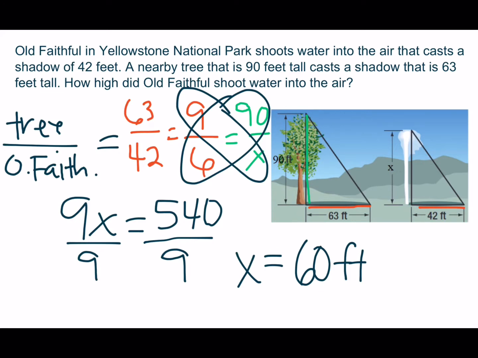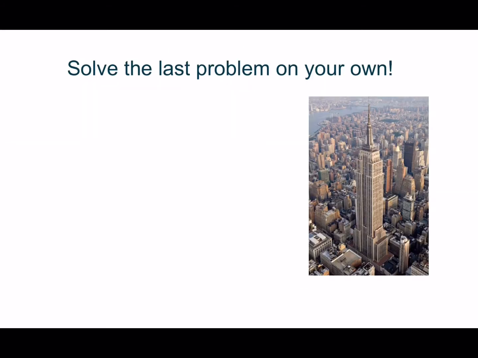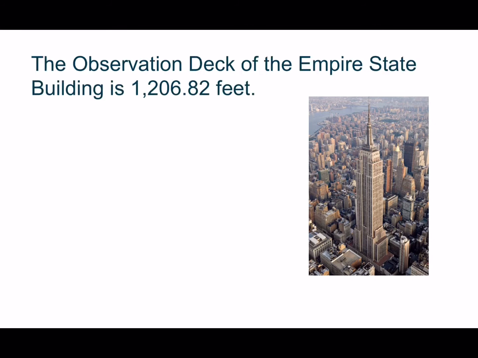I highly suggest that when you solve these application problems, draw your pictures and label so that it makes it easier for you to set up your proportion. There's one more problem on the handout. I want you to solve that last problem on your own to find how tall the actual observation deck of the Empire State Building is. Pause the video. Once you are done, come back and find out the answer. You should get that the observation deck of the Empire State Building is 1,206.82 feet above the ground.